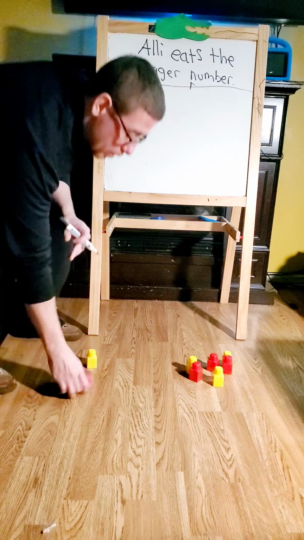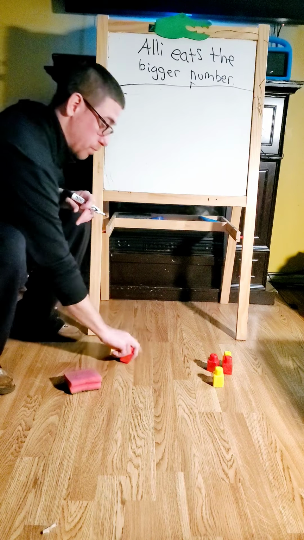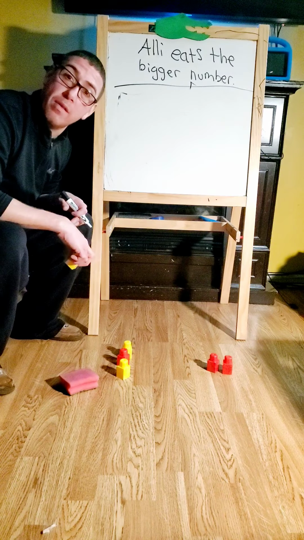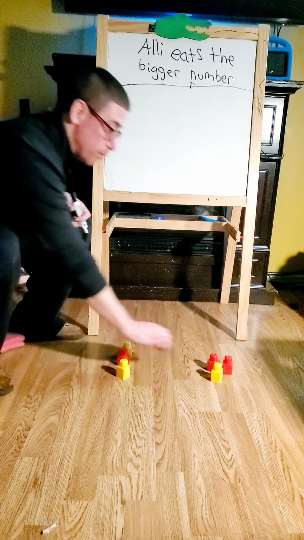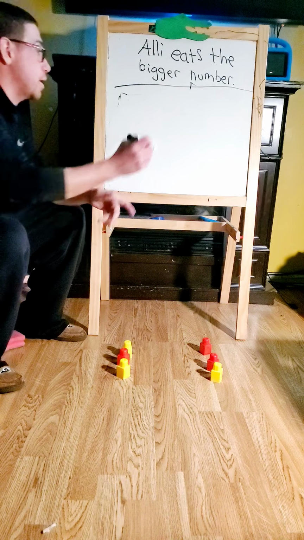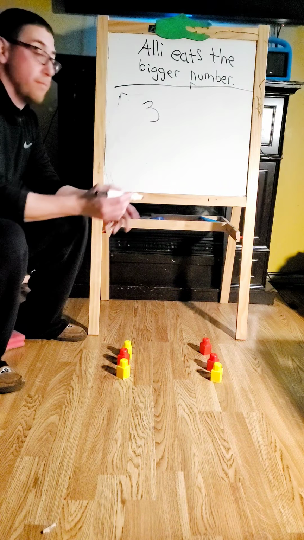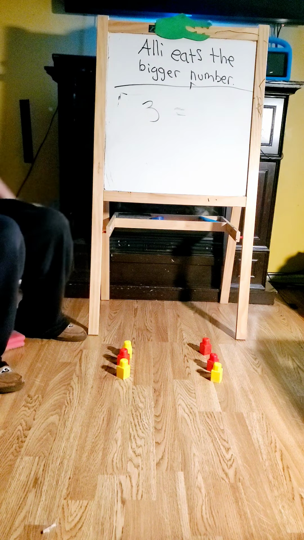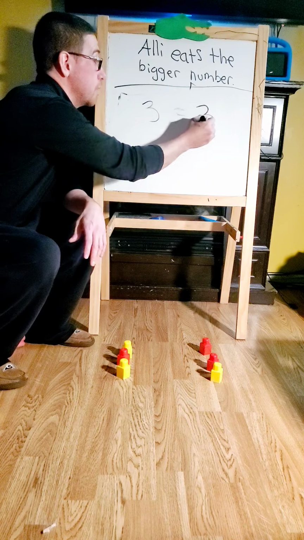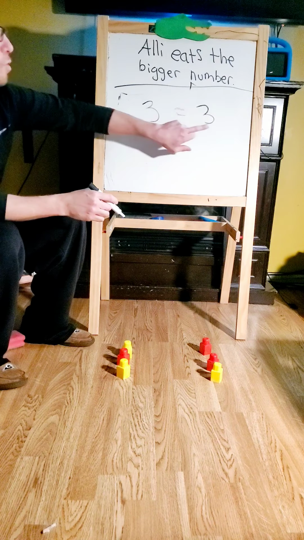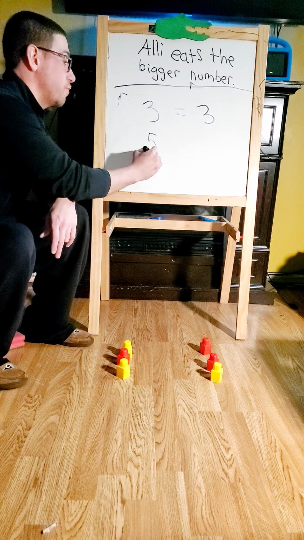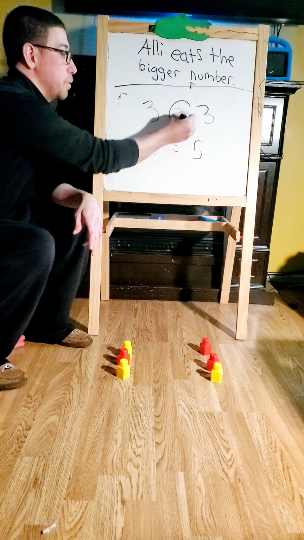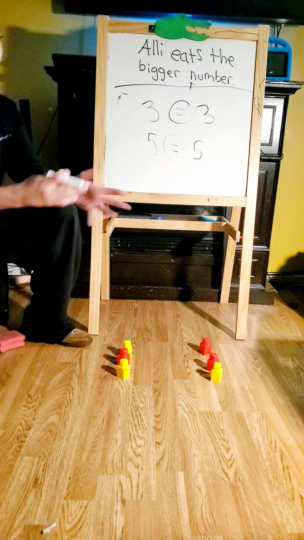Okay? Now, if I have 3 blocks, and in my class, all you good-looking guys out there have 3, then we have the same, right? So let's do that problem. 3, right? Equal, same, and 3. 3 is equal to 3. 5 equal to 5. Same number, equal, same. Very simple concept. And that's what we do in class, right guys?